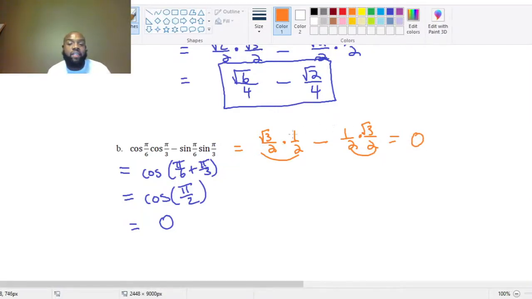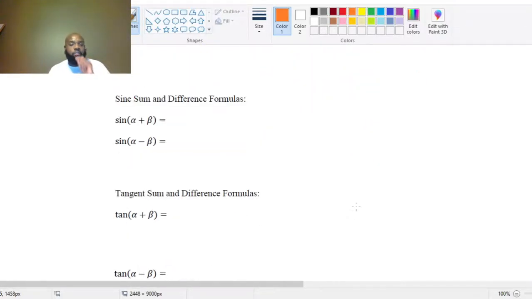Now, you might find that this was quicker, but I just wanted you to be able to recognize that this is actually the sum formula written out in its full expanded form. And so we can write it in a simple form by doing the cosine of pi over 2 and just evaluate one single trig function. And so either way we do it, we're going to get the answer of 0. Let's get to the sine sum and difference formulas.